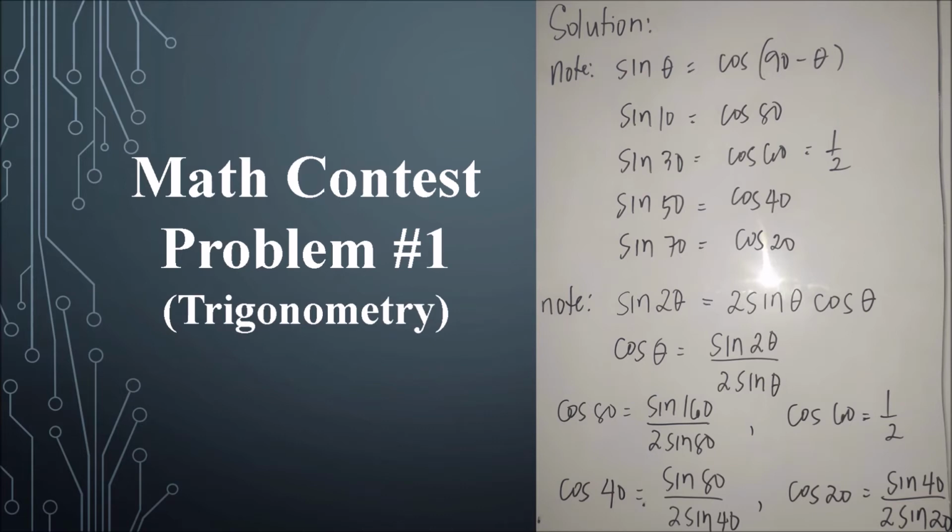And that one came from the pattern. Cosine 60, we know that that's 1/2, so no need to do the pattern. Cosine 40 is equal to sine 80 over 2 sine 40. Cosine 20 is equal to sine 40 over 2 sine 20.